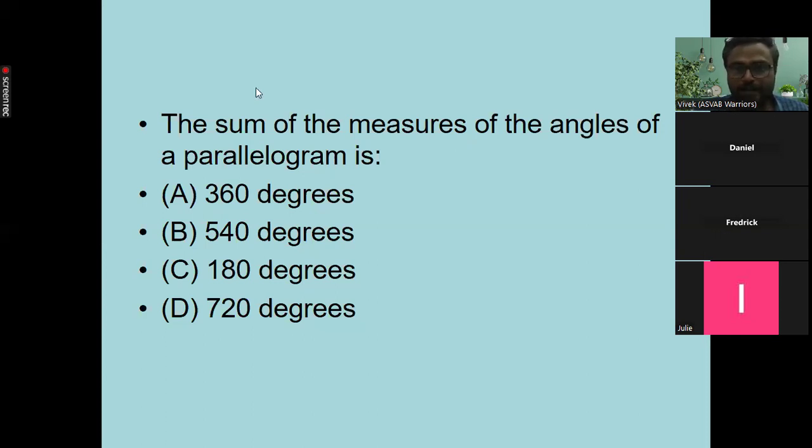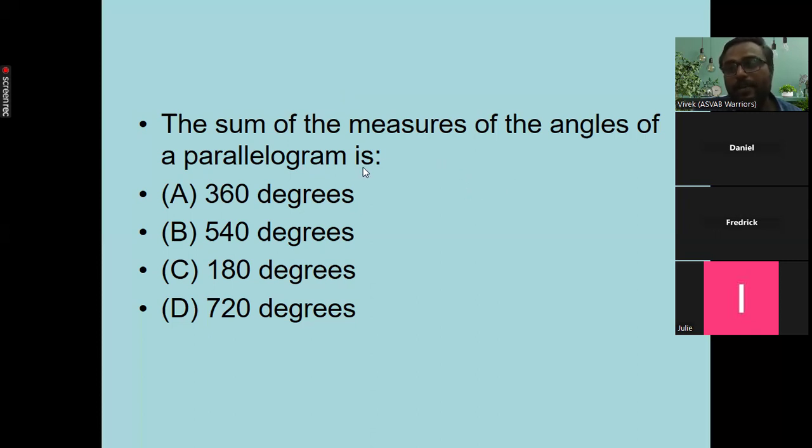I already have an answer from Julie. Your answer is correct, Julie. Come on, Daniel, Frederick, Jacob. A parallelogram is nothing but a quadrilateral. Remember what I told you? Yep, Frederick says 360 degrees. Awesome, Frederick. Daniel, awesome. Jacob, awesome.